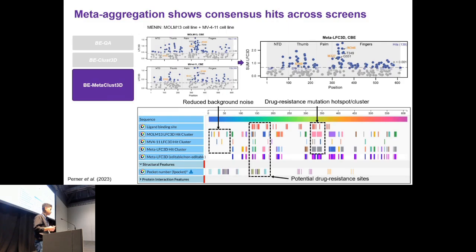When we did the meta aggregation, shown on the right side, what you can clearly see between these two is this empty space. When we did the meta aggregation on the 2 different screens, we reduced the noise from the NTD domain, but we are keeping the important signal where the drug resistance is happening. We can also see that the potential drug resistance sites are quite well aligned with the ligand binding site, as well as the predicted pocket sites.